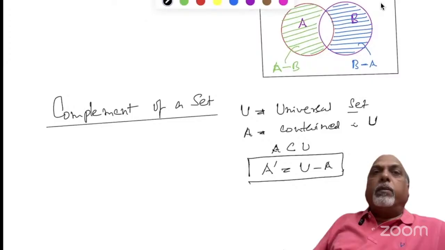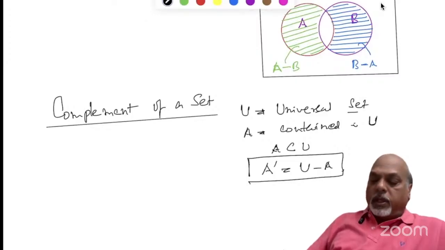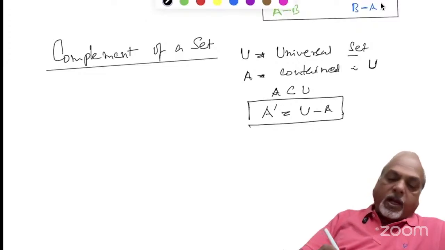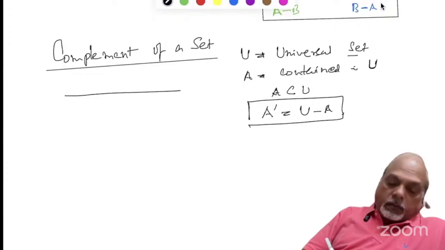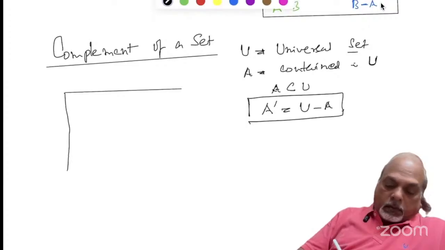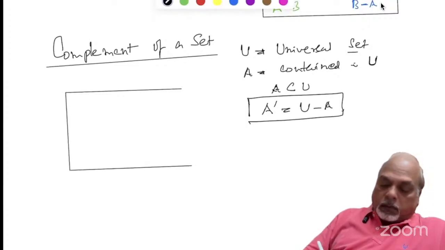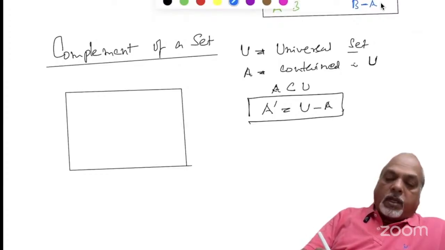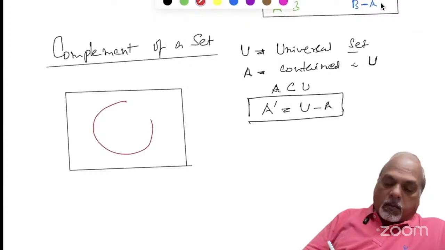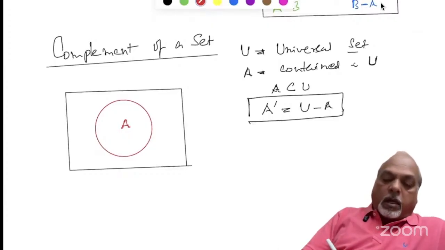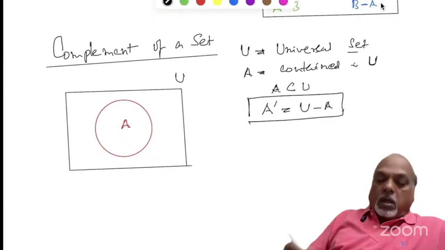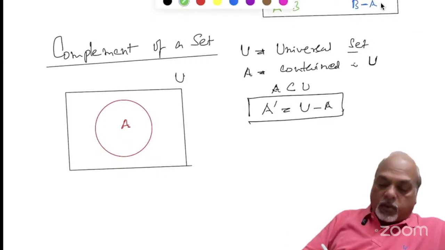Correct? Here we can see in the Venn diagram, if you want to see, suppose you have a set A and this is your U. Then what is this portion? Suppose I shade this portion.